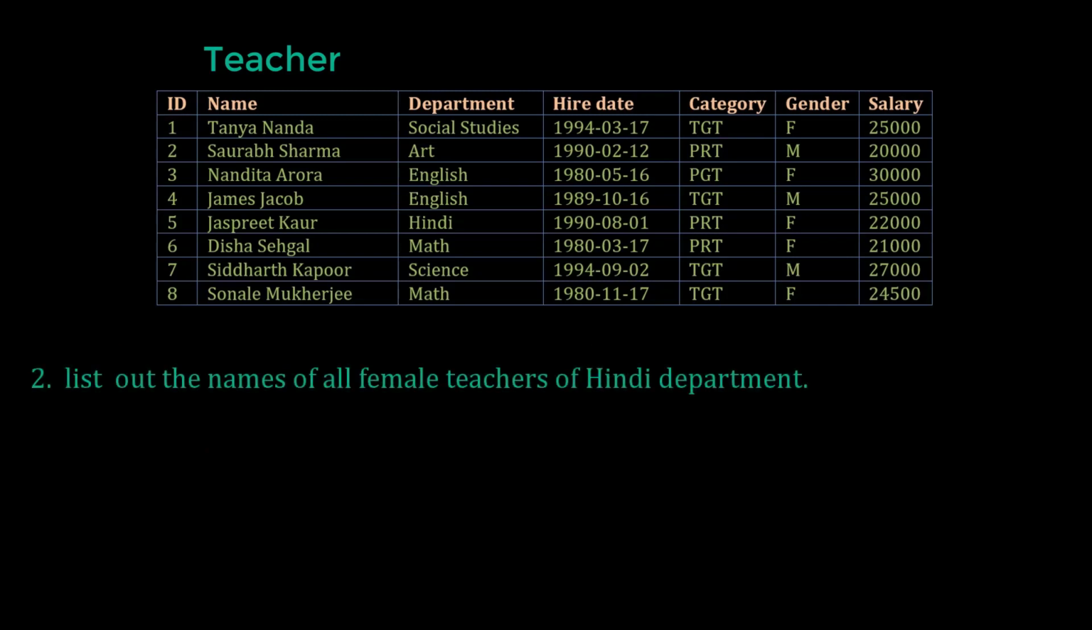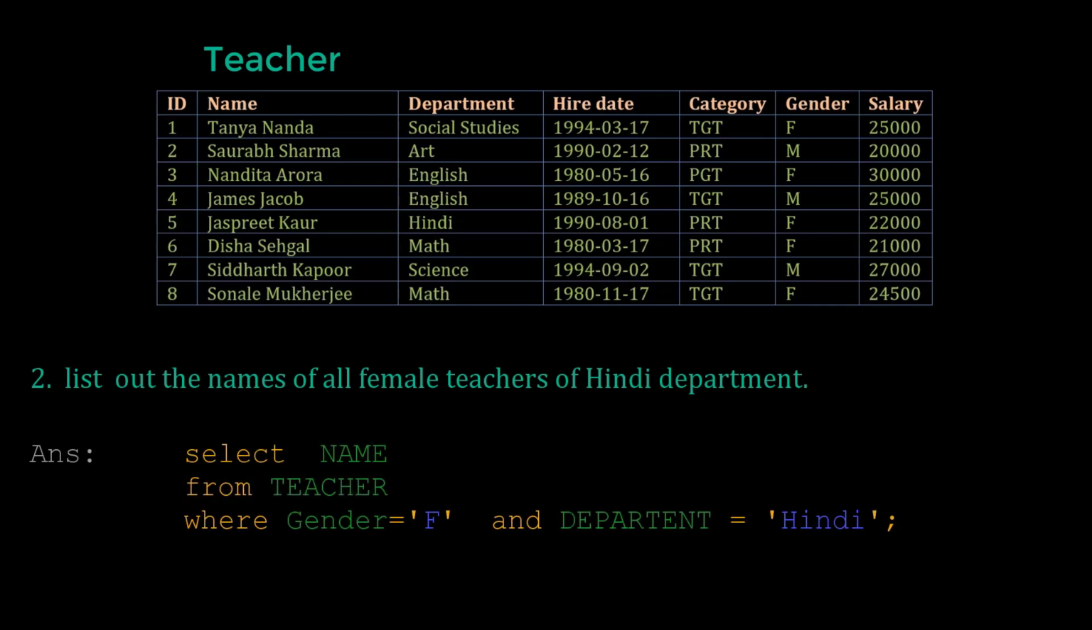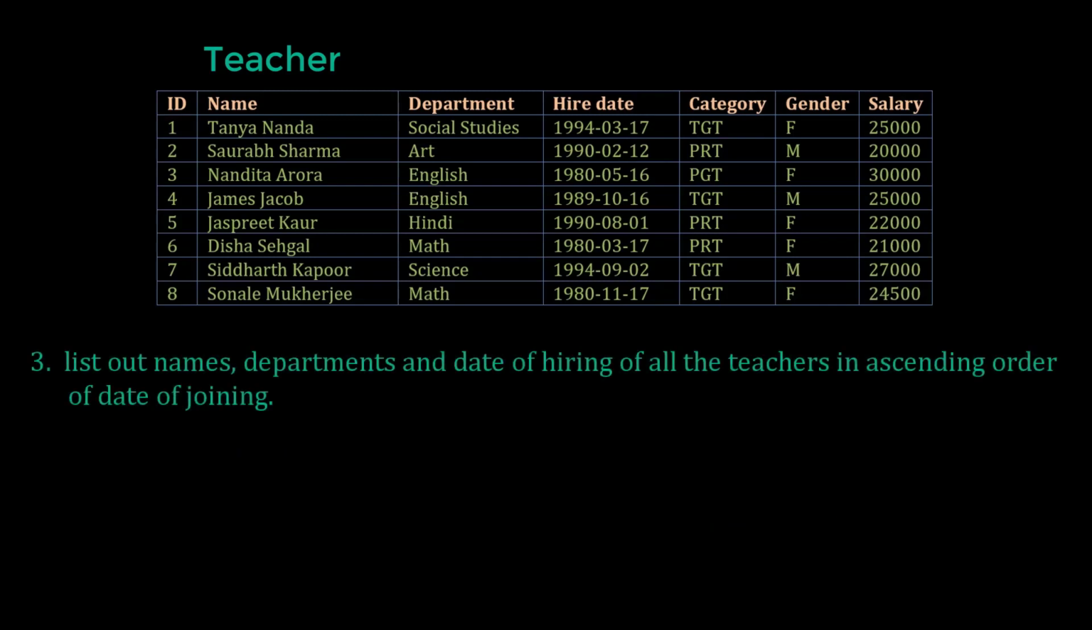Question number 2. List out the names of all female teachers of the Hindi department. Answer is select name from teacher where gender equal to F and department equal to Hindi. Here, students, I have written only name in the select statement. Why? Because we are demanding only the names of female employees, and where is a clause, and here and is an operator.